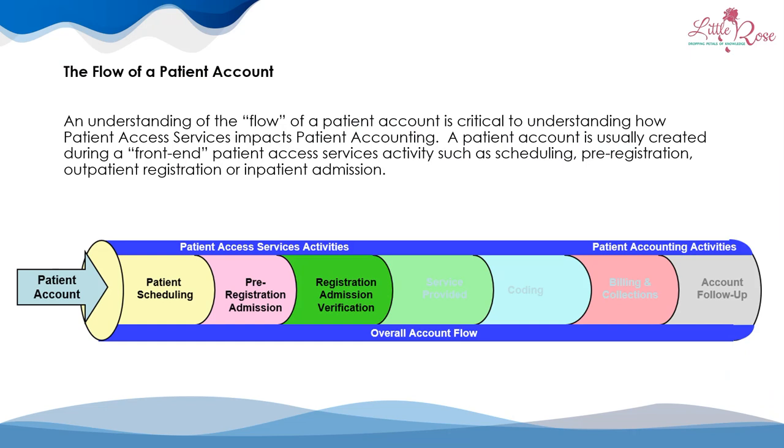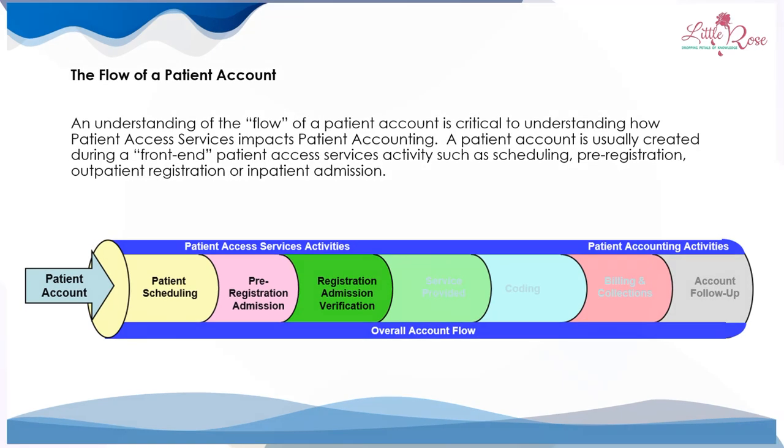An understanding of the flow of a patient account is critical to understanding how patient access services impacts patient accounting. A patient account is usually created by the front-end process or patient access staff, through activities such as scheduling, pre-registration, outpatient registration, or inpatient admission. So the patient account can start with patient scheduling and pre-registration, then flow to registration, admission, and verification.